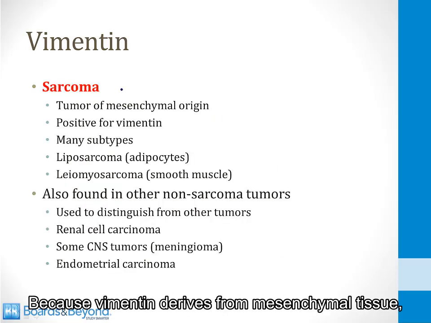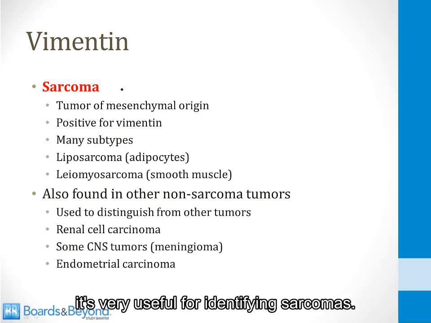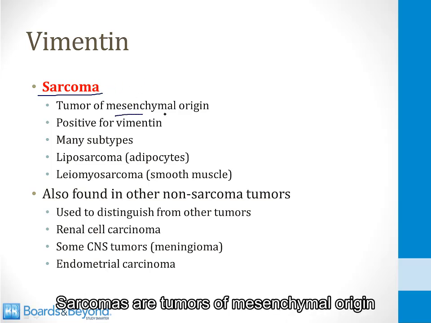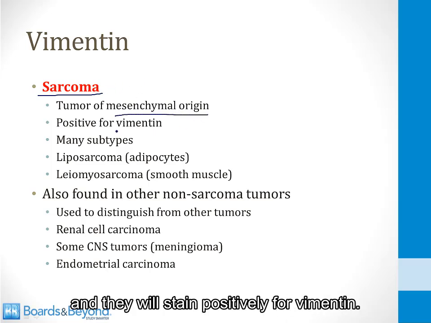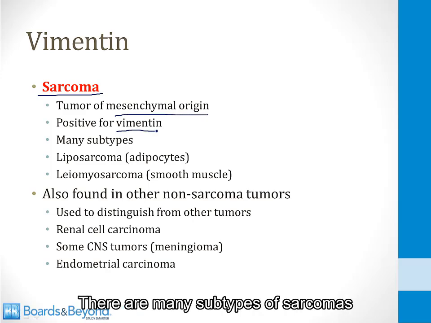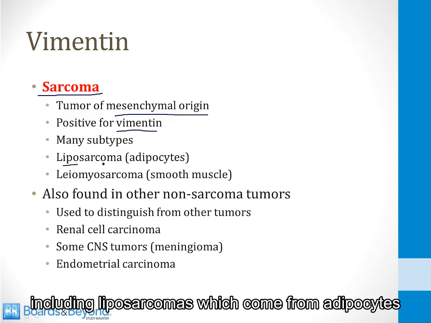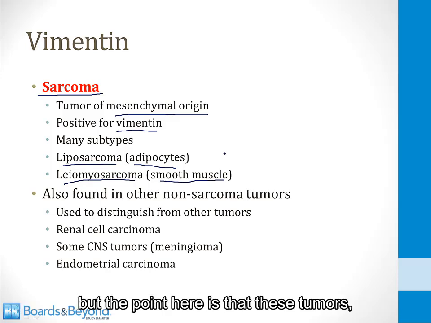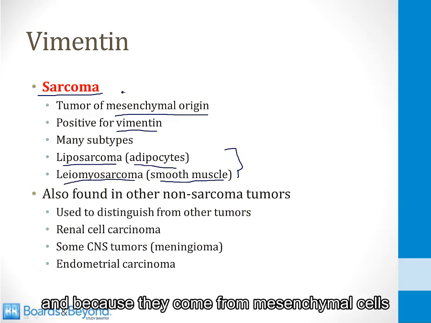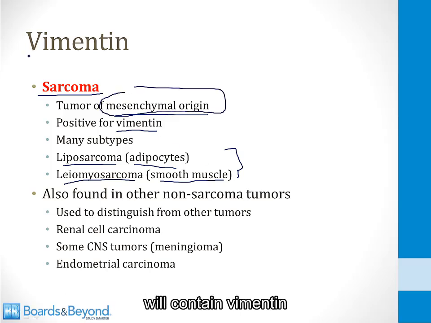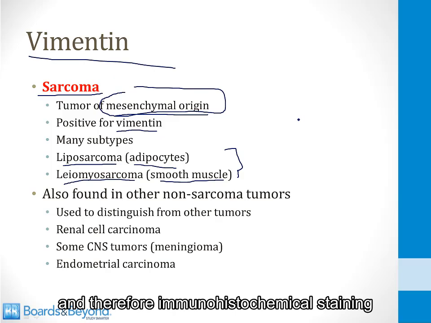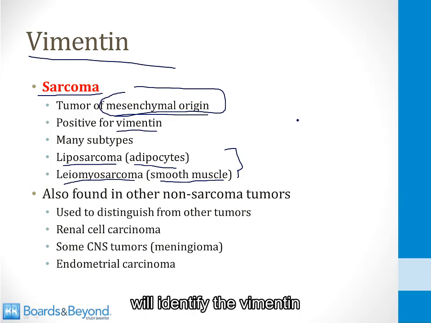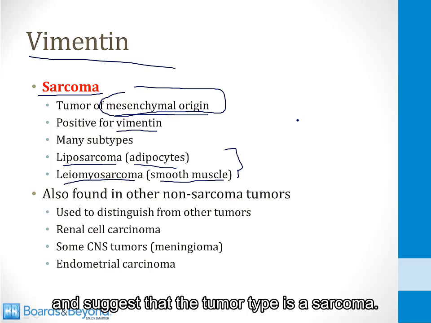Because vimentin derives from mesenchymal tissue, it's very useful for identifying sarcomas. Sarcomas are tumors of mesenchymal origin, and they will stain positively for vimentin. There are many subtypes of sarcomas, including liposarcomas, which come from adipocytes, and leiomyosarcomas, which come from smooth muscle. But the point here is that these tumors, because they are sarcomas and because they come from mesenchymal cells, will contain vimentin, and therefore immunohistochemical staining will identify the vimentin and suggest that the tumor type is a sarcoma.